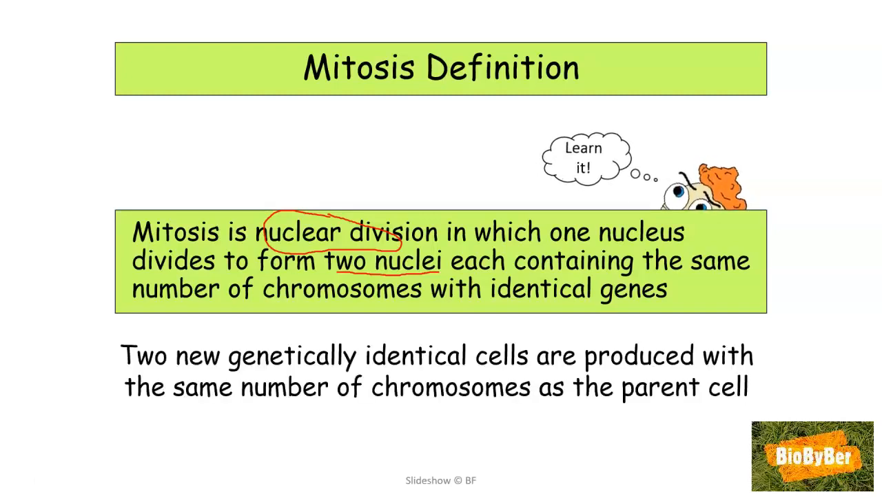Mitosis means that two new genetically identical cells are produced, two new genetically identical nuclei, if you like, are made with the same number of chromosomes as the original nucleus or the original parent cell. These two new genetically identical cells are clones of each other.